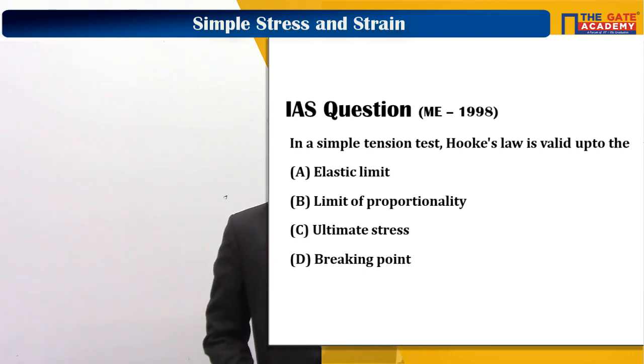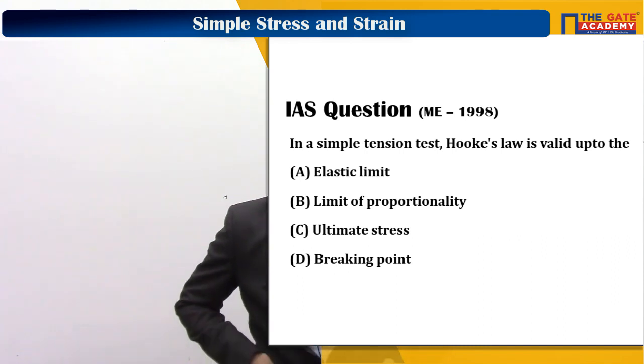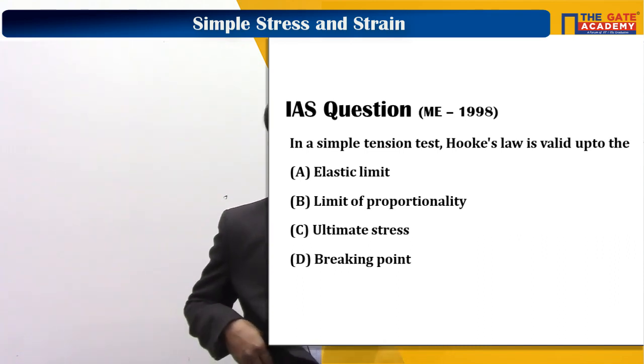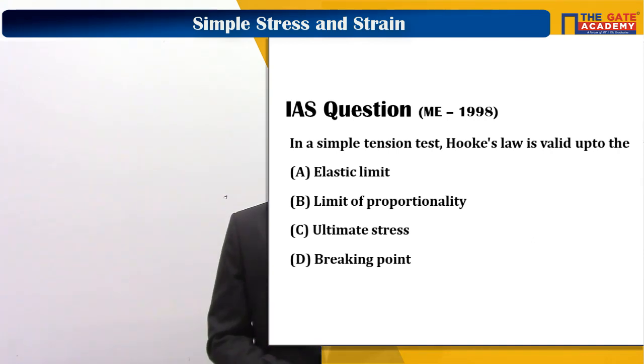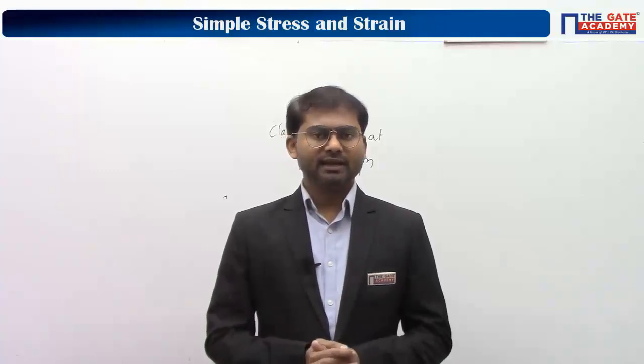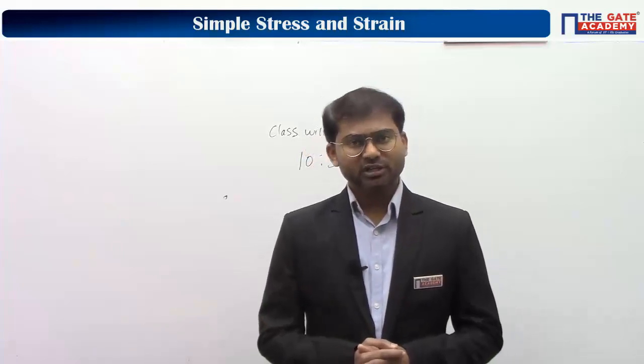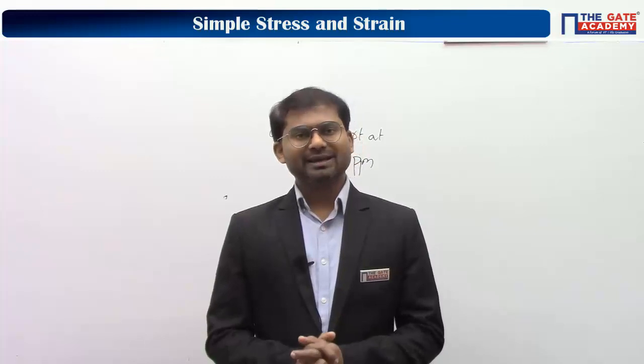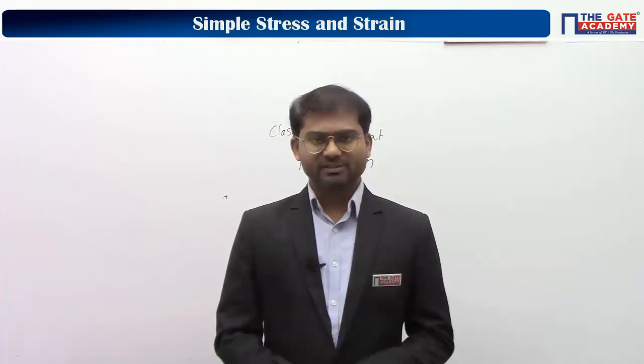The correct answer is actually B, proportionality limit or limit of proportionality. Why it is, I would like to explain by giving the history of Hooke's law or a complete explanation of Hooke's law, from which you'll understand why it is valid up to the limit of proportionality only. There is a huge confusion in many textbooks, between many authors and faculties as well. But the correct answer for this one is limit of proportionality. So why? You can understand from the explanation part.